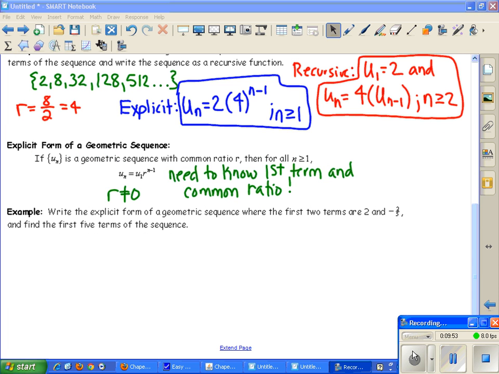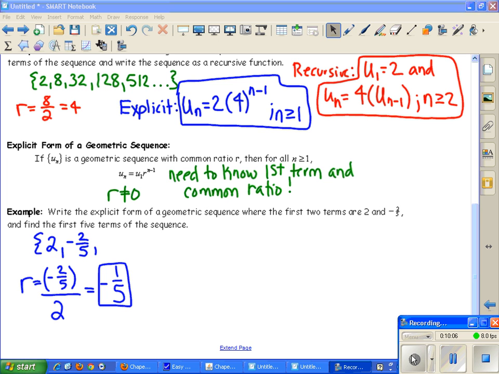For this next example, it says, write the explicit form of a geometric sequence where the first two terms are 2 and negative 2/5, and find the first 5 terms of the sequence. So when I start writing the sequence, I know my first term is 2, my next term is negative 2/5, and I want to find the next 3 terms after that for the first 5. First things first, I need to find my common ratio, r. So I take negative 2/5 divided by 2, and I get r is equal to negative 1/5.